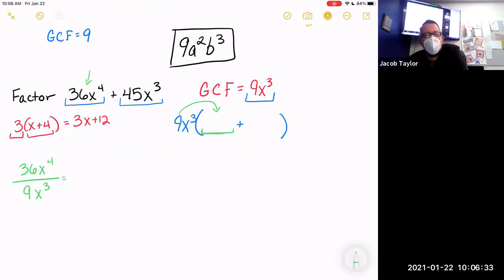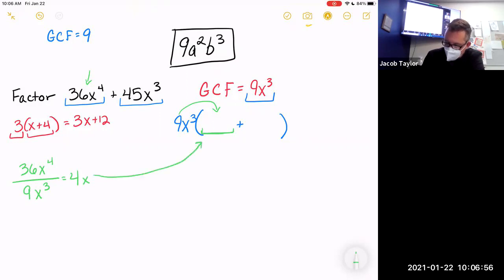So 36 divided by 9 is 4. What's x to the 4th divided by x cubed? I have 4 on top and 3 on bottom. 3 of the ones on top will cancel with the 3 on the bottom, and you are exactly right, Shelby. It's x to the 1st, or just x. So that tells me that what goes up here in this spot is 4x.